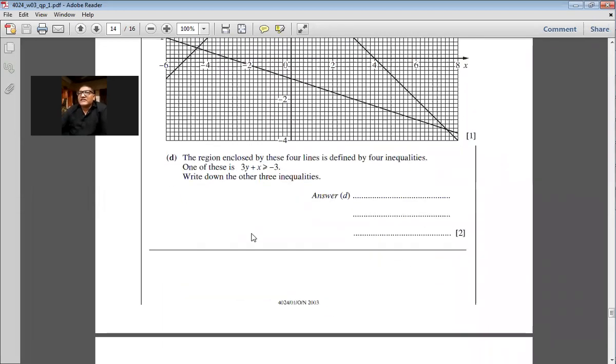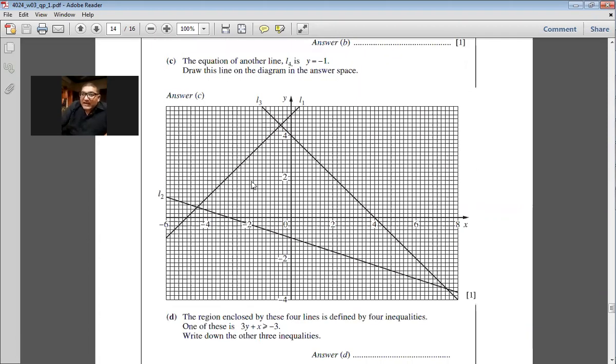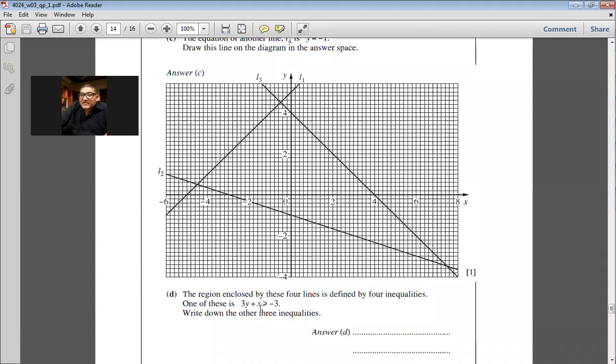Then he says the region enclosed by these 4 lines is defined by 4 inequalities. One of these is 3y plus x greater than minus 3. So I have to recognize this, and this is a line whose y-intercept is minus 3. So he's talking about basically this line, whose slope will be minus 1/3. So he's talking about line number 2. The crocodile's mouth is towards y, so it means you have to remain above this line.